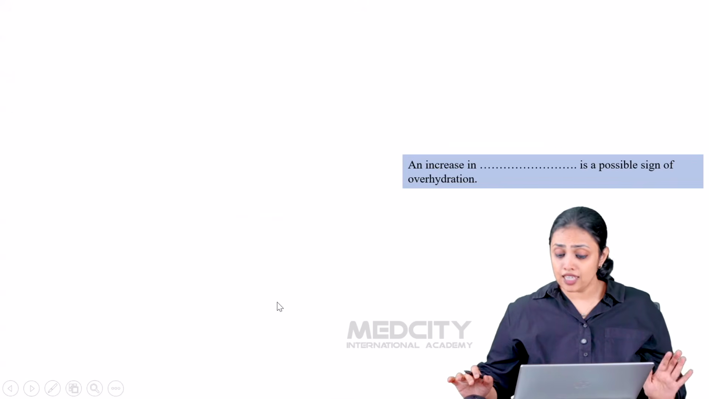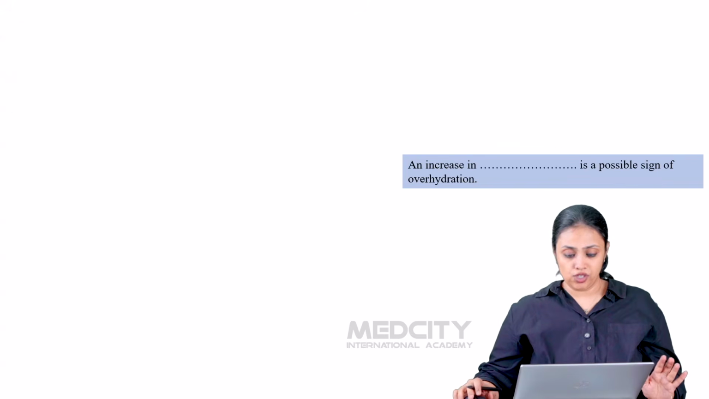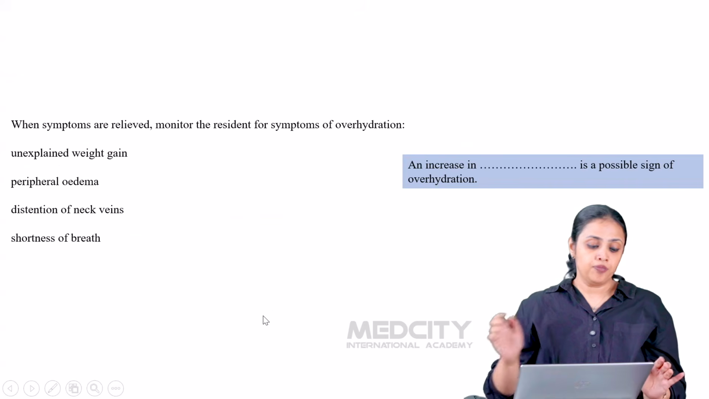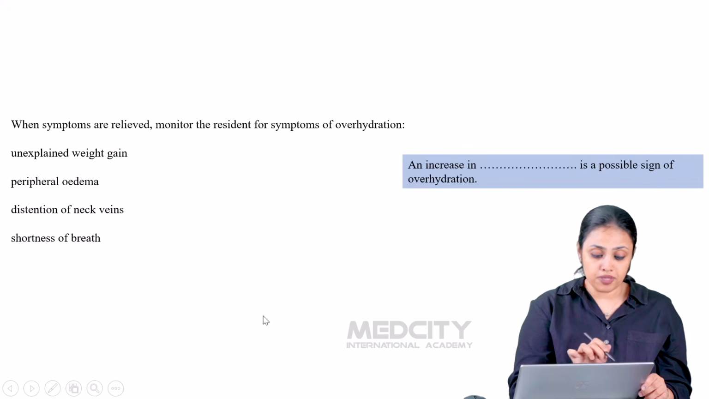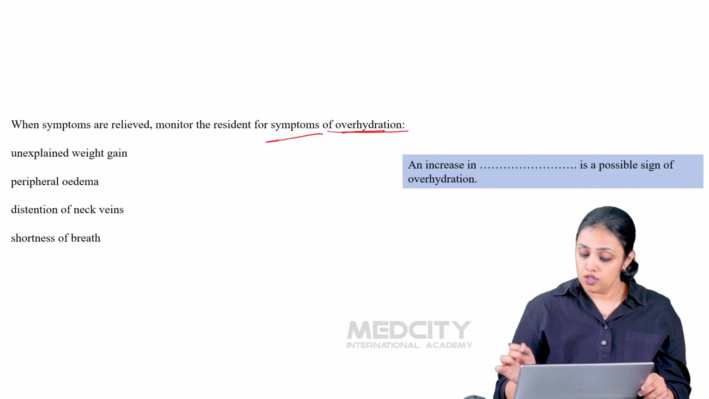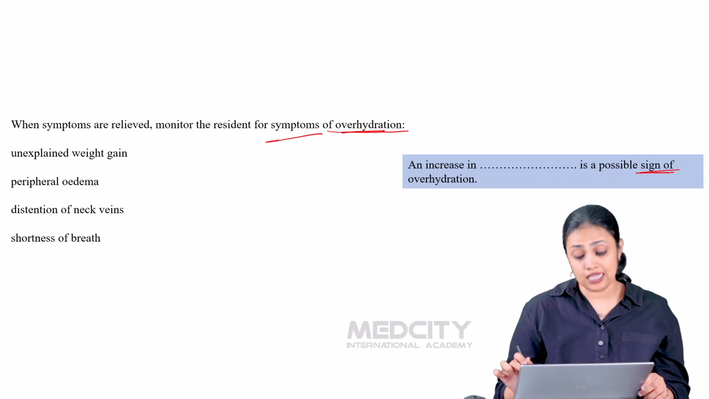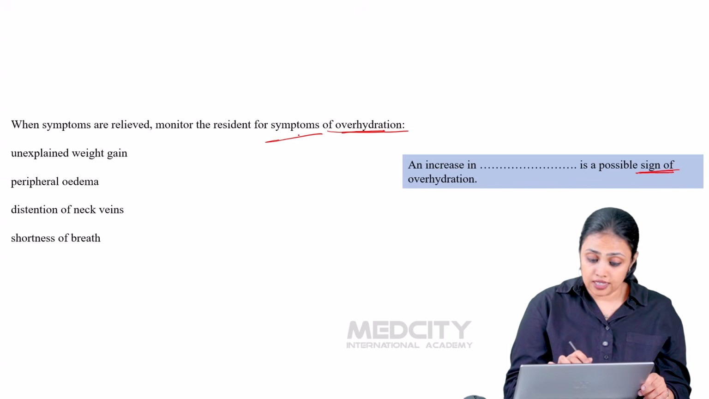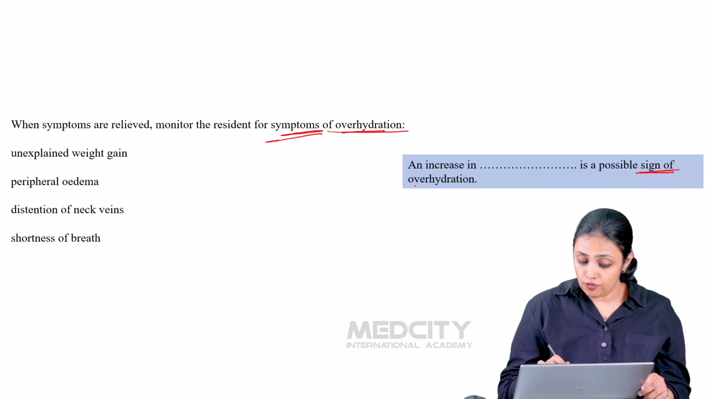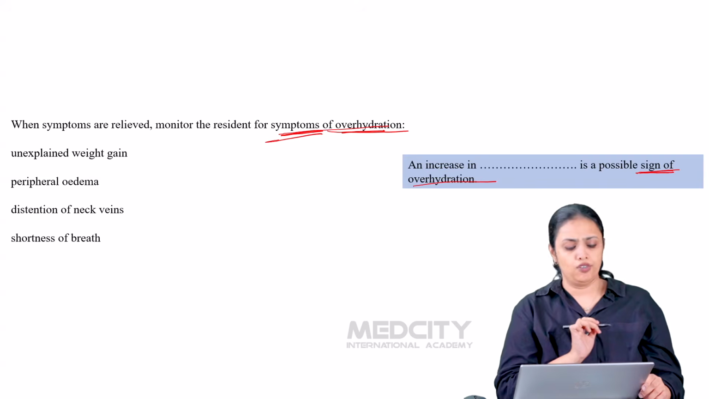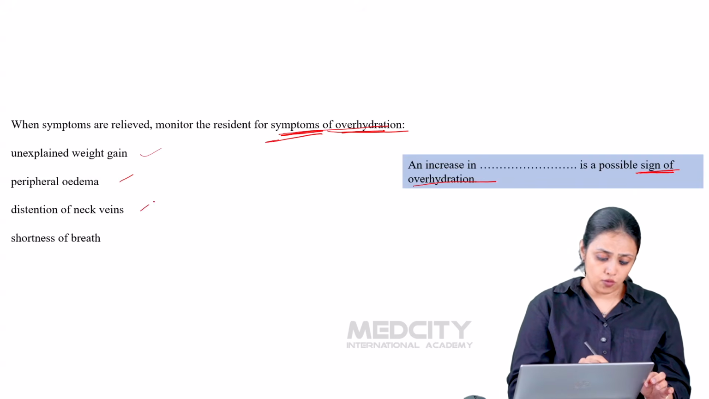An increase in dash is a possible sign of overhydration. I'll show you the text. The text says like this: when symptoms are relieved, monitor the resident for the symptoms of overhydration. So here, instead of sign in the question booklet, it's given as symptom. Here sign of overhydration, here symptoms of overhydration. So all these are symptoms of overhydration.